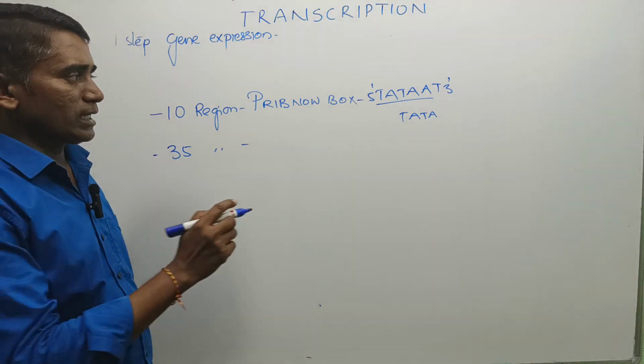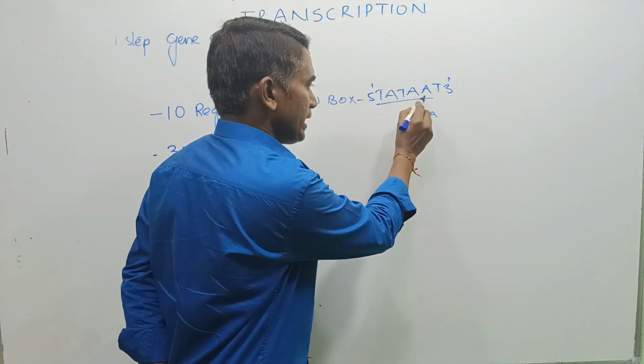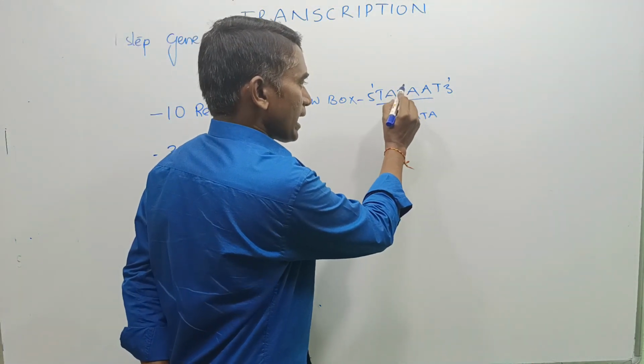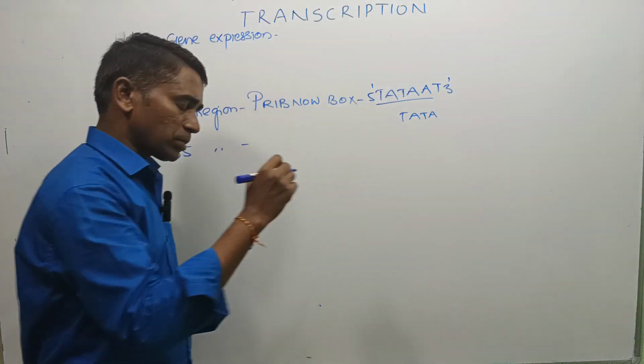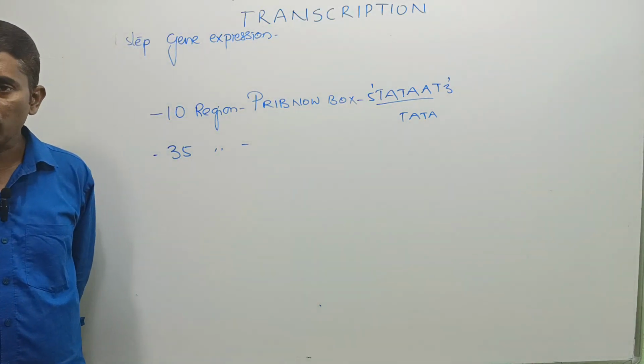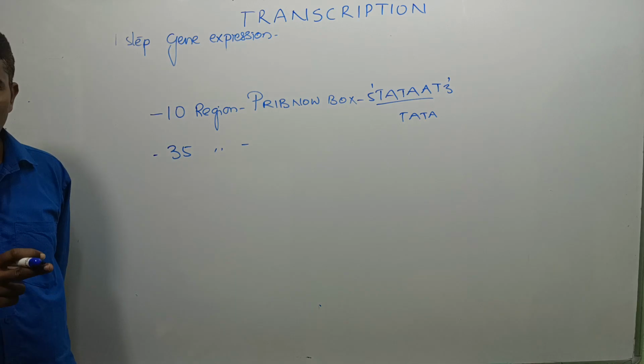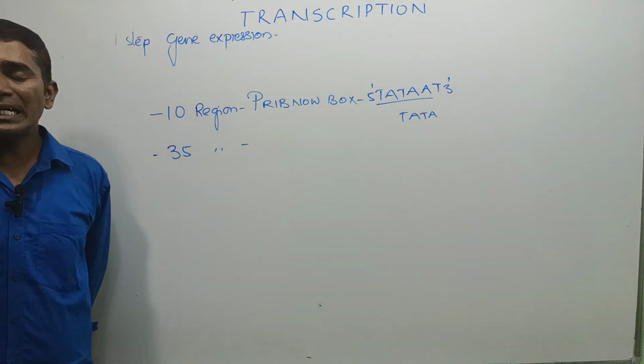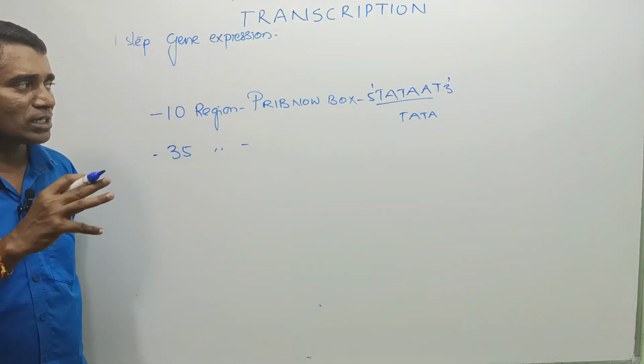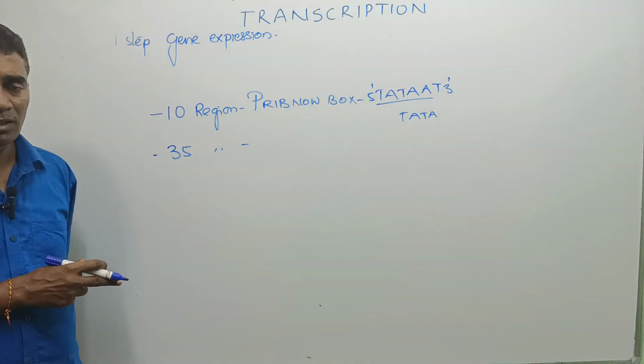So these segments, TATAAT, this hexameric sequence is present throughout all the prokaryotic organisms in the genome itself. Therefore, this is a consensus sequence. It is called the TATA box.